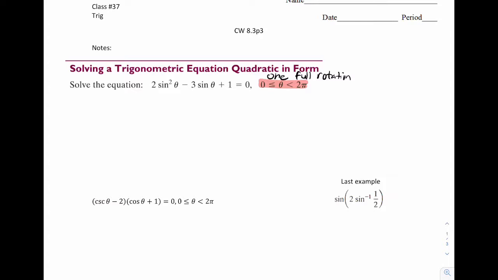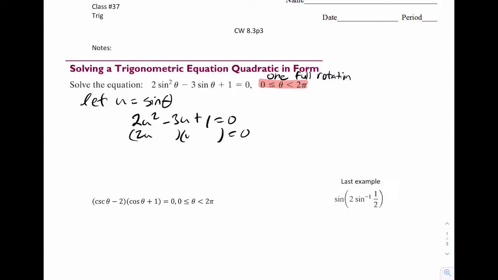We're going to solve this equation. This is kind of like the example at the end of class last class, at the end of the class worksheet. We're going to do a u substitution. We're going to say let u equal sine theta, because then we're going to get 2u squared minus 3u plus 1 equals 0. Now we're going to factor. So 2u and u, 1, 1, minus, minus. So u must equal 1/2 or 1.